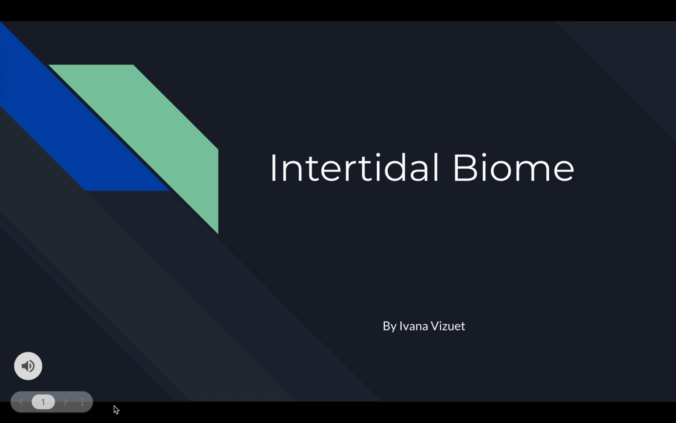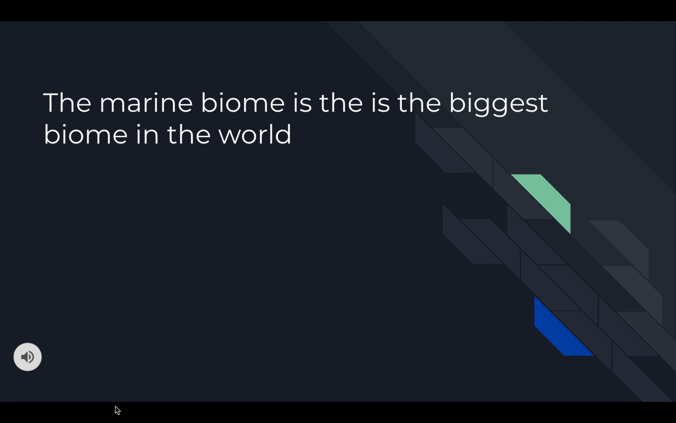I chose this biome because I found it really interesting and the marine biome is very extensive. So let's start. On the first two slides, we will be talking about the marine biome to understand a little bit more of what my topic is.